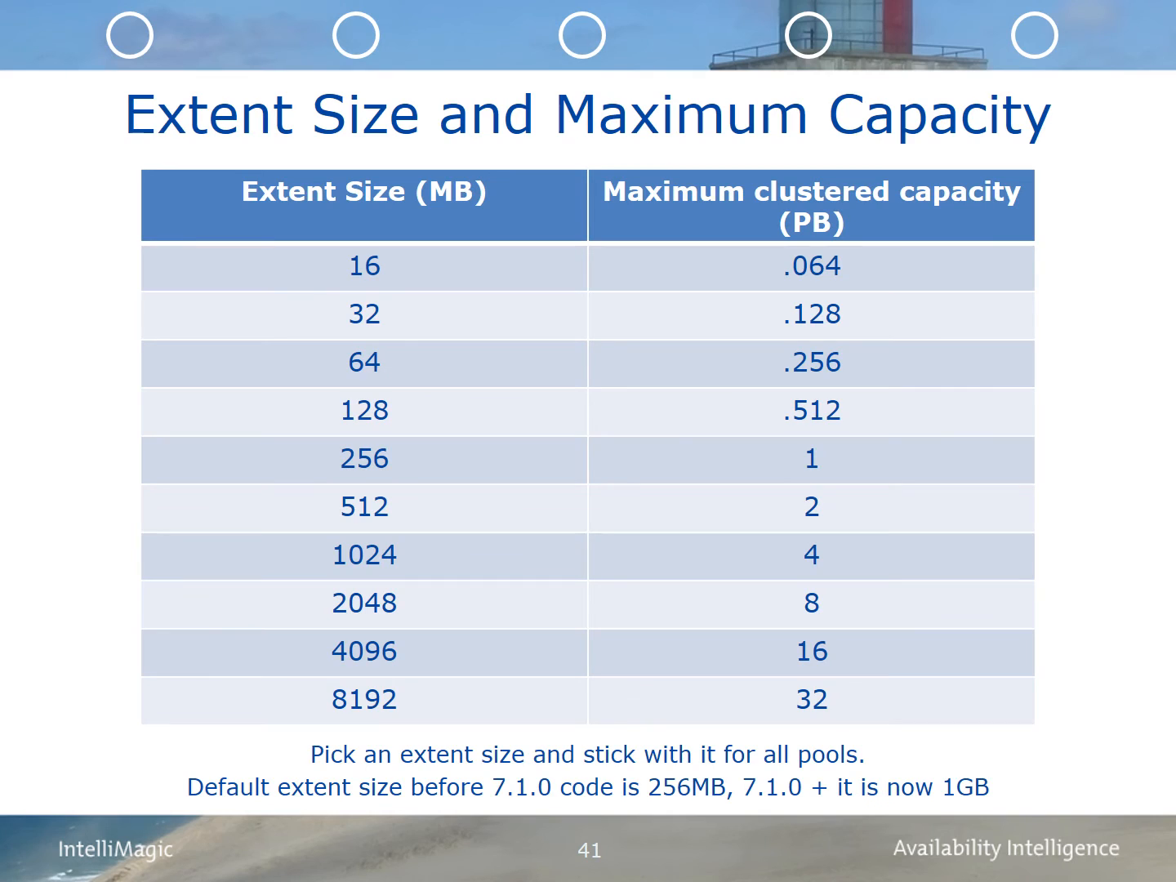The size of the extent has a relationship with the maximum capacity in your SVC cluster. While SVC advertises 32 petabyte cluster support, that would require an 8 gig extent size. The default extent size is 1 gig starting in release 7.1. This seems to be adequate in terms of the granularity and the amount of storage that you can manage, which is 4 petabytes across an SVC cluster.